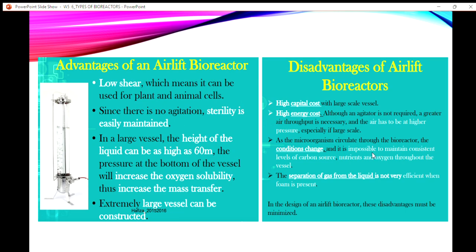But the main disadvantage is that it is difficult to maintain a consistent carbon source, nutrient source, and oxygen source throughout the column. The carbon, nitrogen, and oxygen source might be higher at the bottom but lower at the top. That is a disadvantage of this airlift, and it is also difficult to separate the gas and liquid. If foam is present it is difficult, but if no foam is forming, it is easier to separate the gas and liquid, because the gas will be at the top and the liquid will be in the broth.